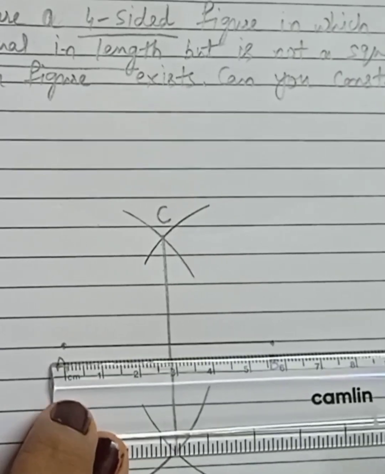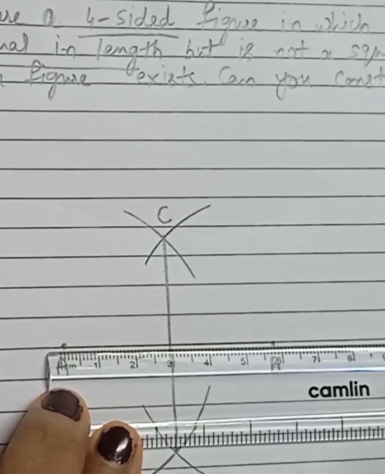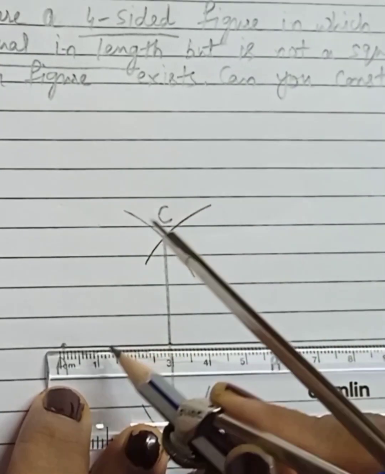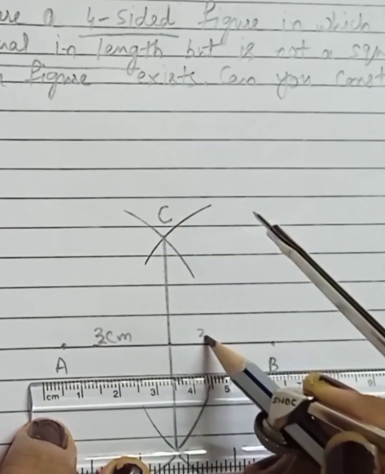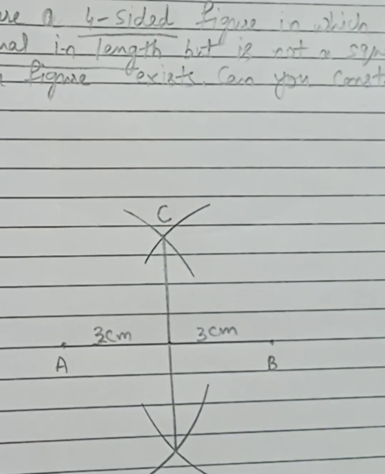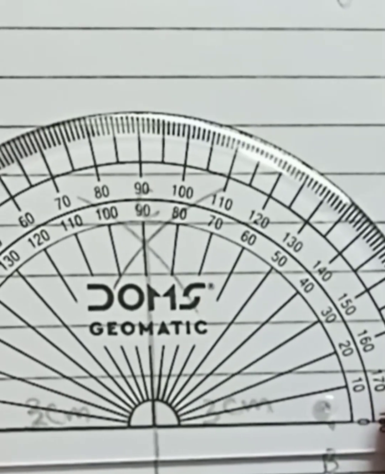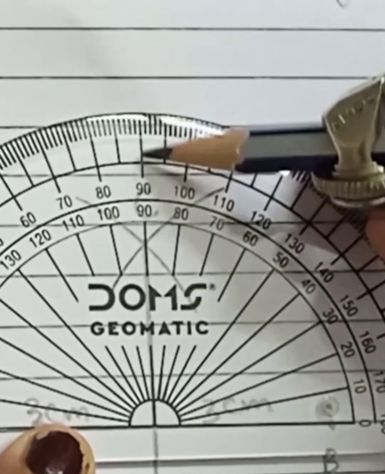See carefully. Is this line dividing the first line in two equal parts? Yes, it's 3 in this side and 3 in this side. And is it making an angle of 90 degrees? Let's measure it. Yes, you can see it is 90.